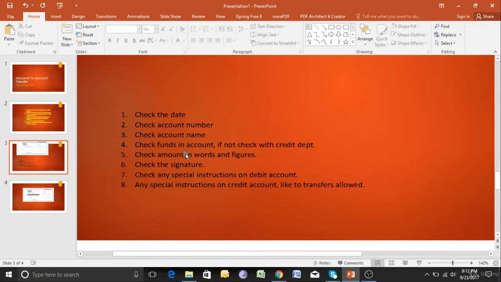Maybe the funds are not available, but there is an overdraft facility available. You need to check all this. If you are not sure of how to check it, you give it to your head teller, and the head teller will do the needful. Or you can check with the credit manager. Mostly it is with the relationship manager of the account or the credit manager.